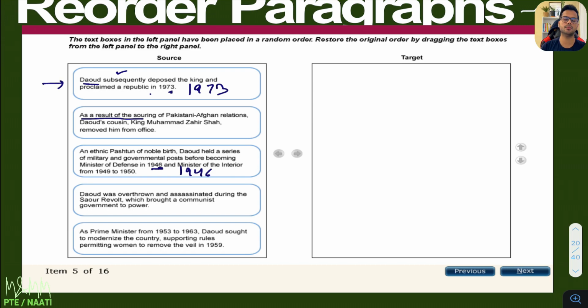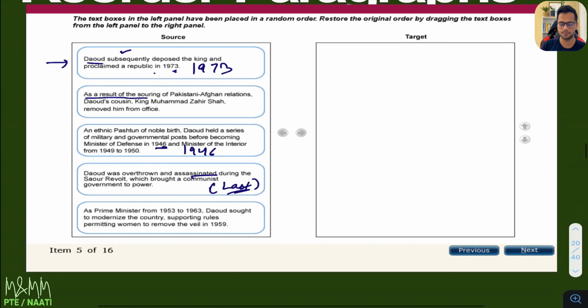This can never be my first sentence because of the tenses rule. So this can be. Next one says Daud was overthrown and assassinated. Assassinated means dead, which clearly shows me that it has to be the last sentence, or at least it should not come at the first. It has to come at the very bottom.